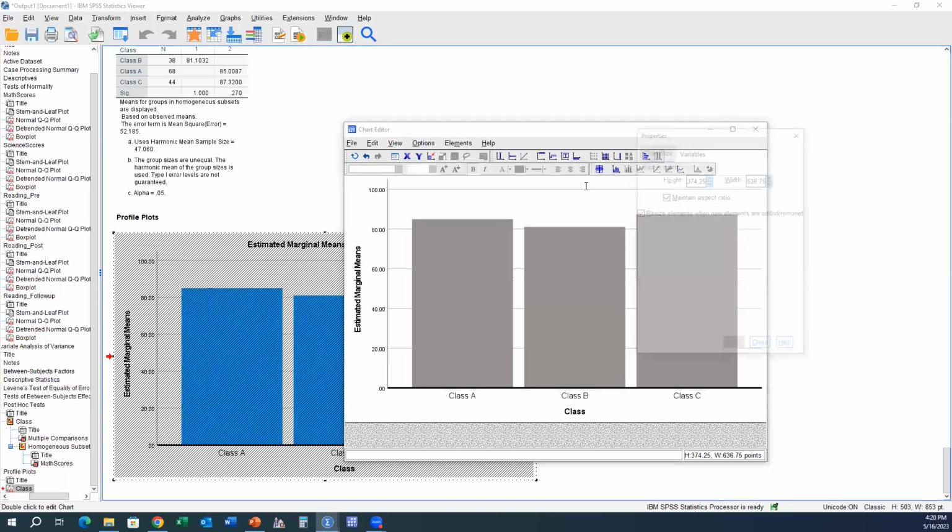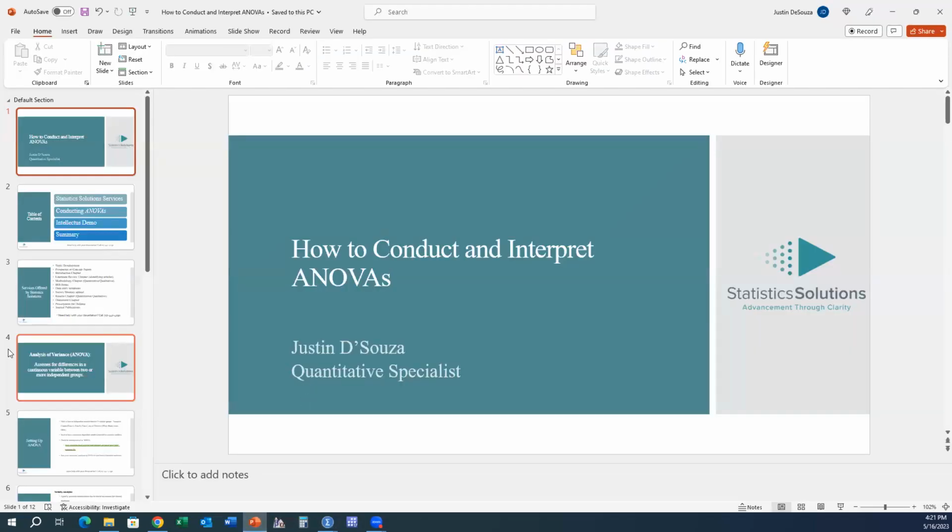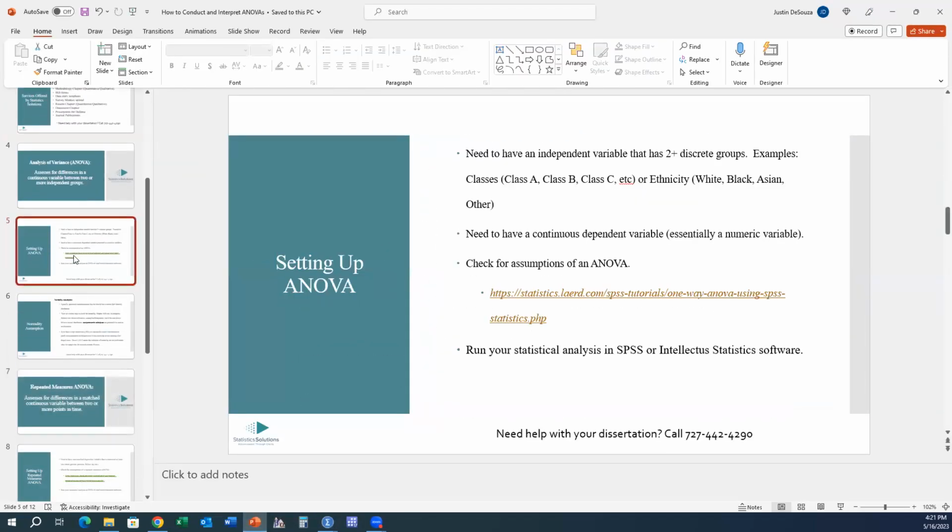You don't need a title up here. You need a figure caption, and that's pretty much it. I would change this over here to say estimated marginal means for math scores, something like that. And then you have the updated figure, right? You can copy and paste that into your dissertation. That is an ANOVA. Okay.